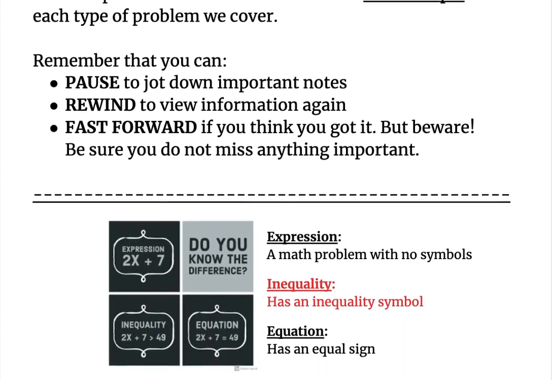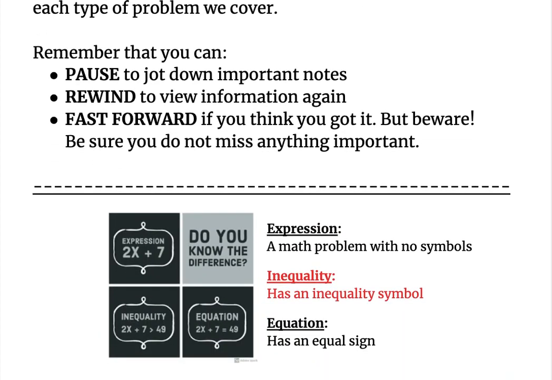So far we have talked about expressions, which again are math problems with no symbols, kind of like 2x plus 7, with the two terms 2x and 7 being added together. We've talked about equations. Those are problems with equal signs. You would solve them and you would get one answer at the end. And today we are talking about inequalities. Those are math problems with an inequality symbol. So for instance, this one is 2x plus 7 is greater than 49. Greater than is the inequality symbol.